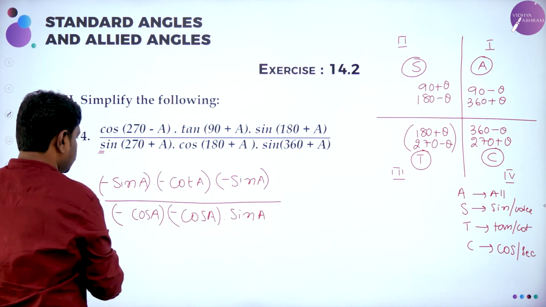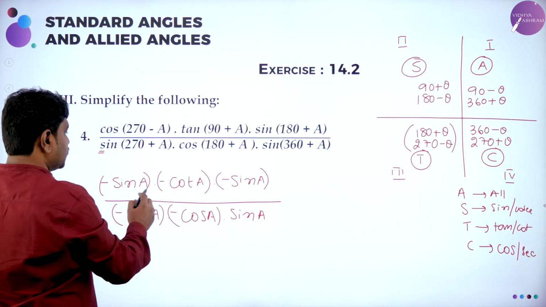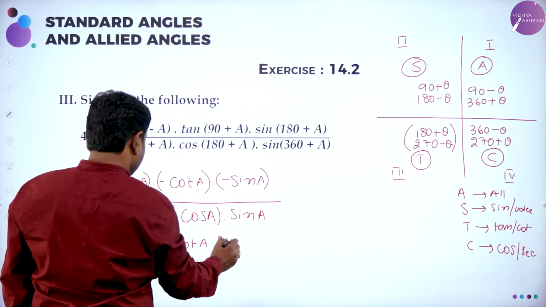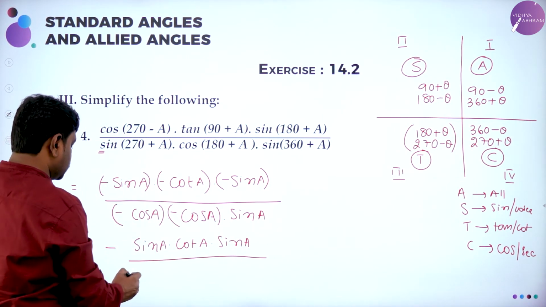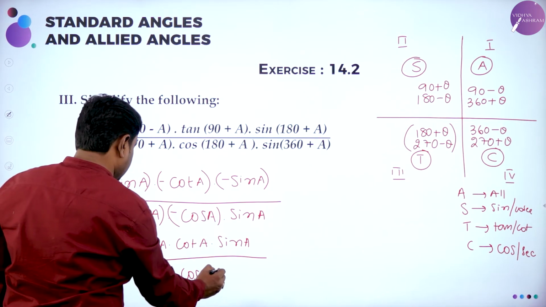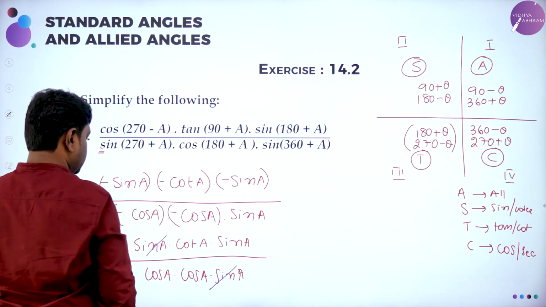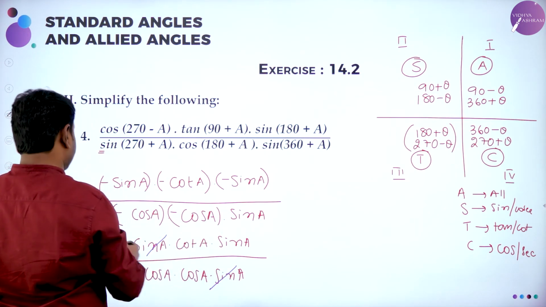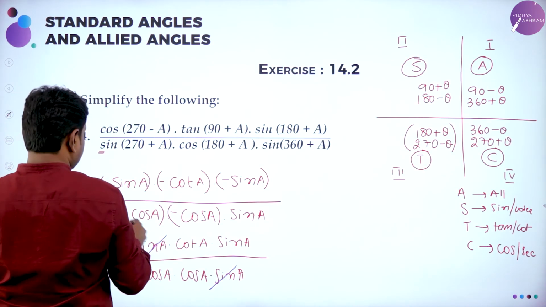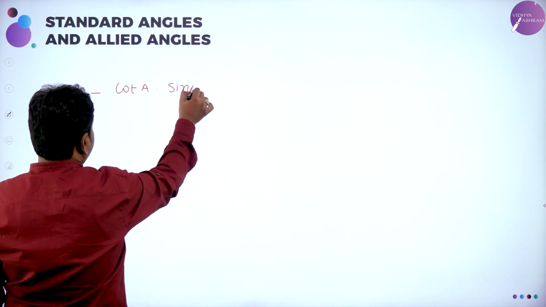All are positive. Now plus into minus, minus into minus, plus into minus is minus. So now we are left out with sine A into cot A into sine A. In the denominator also multiply the signs, minus into minus plus, cos A into cos A into sine A. Now we will cancel the like terms. One sine A I can cancel, and we have sine and cos and cot. So we will simplify this. So we are left out with, and plus by minus is minus, and cot A we have, and then we have sine A by cos A into cos A.